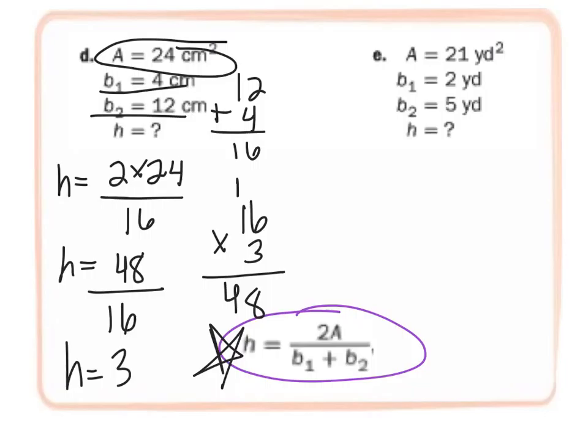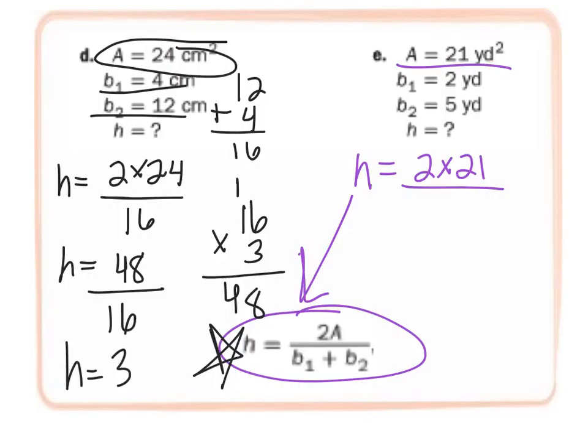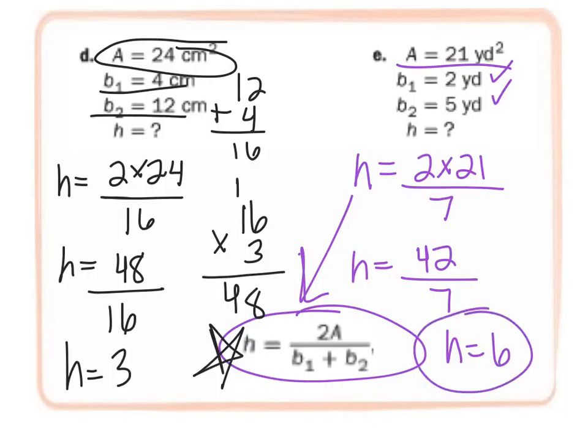Okay, over here I have my area equals 21. So h, using this formula, h equals 2 times the area. So 2 times 21 divided by the B1 plus the B2. So 2 plus 5 is 7. I'm going to keep showing my work. 2 times 21 is going to be 42 divided by 7. And my h then will equal 6.